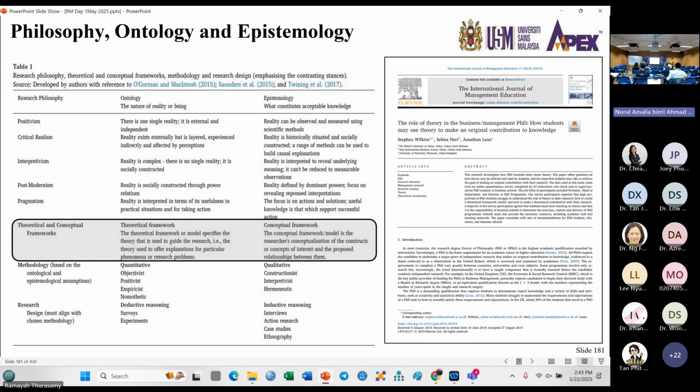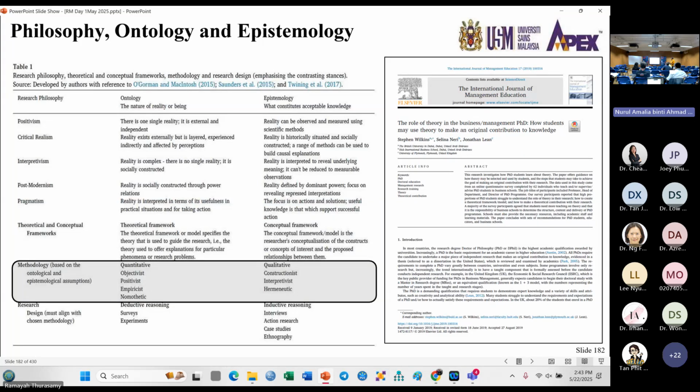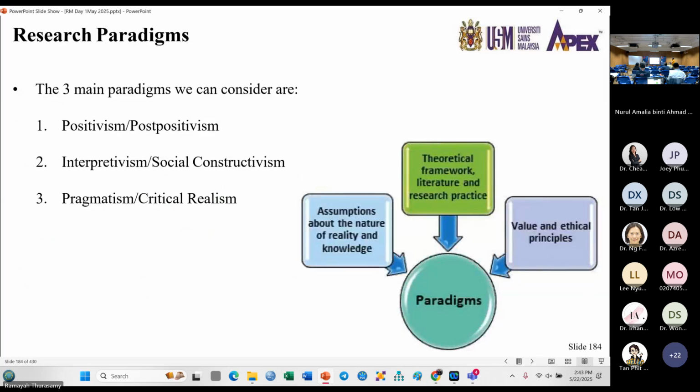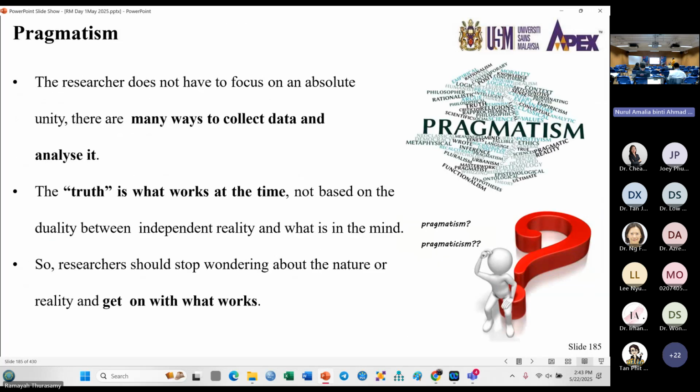Then we have the methodology, right? Quantitative, qualitative method, and then we have also the thinking style. We have deductive, inductive. In between, now we have another one called abductive. How many of you are familiar with abductive reasoning? Abductive. So these are the main three ones. Pragmatism, we try to match the best based on our requirement.